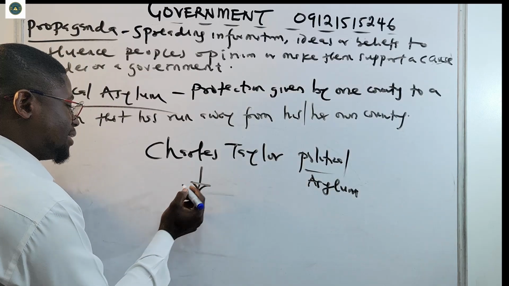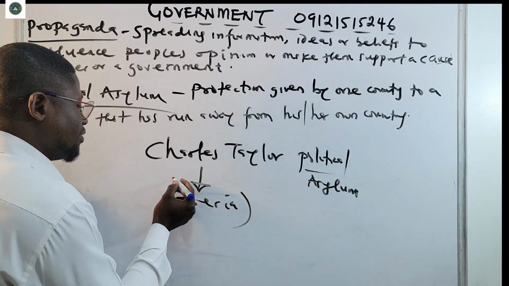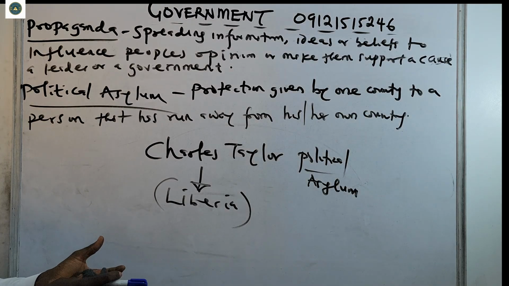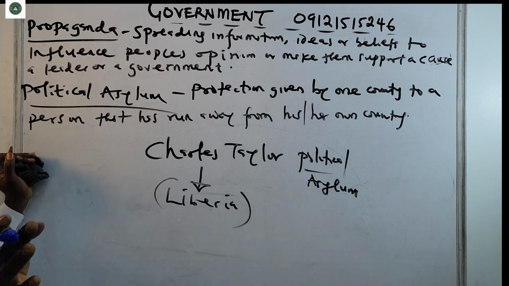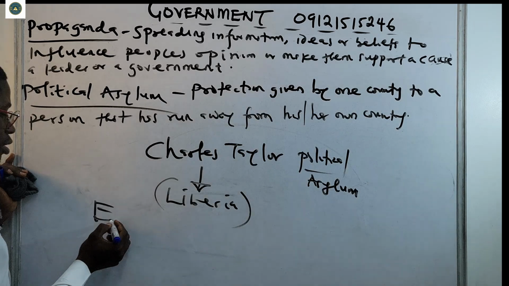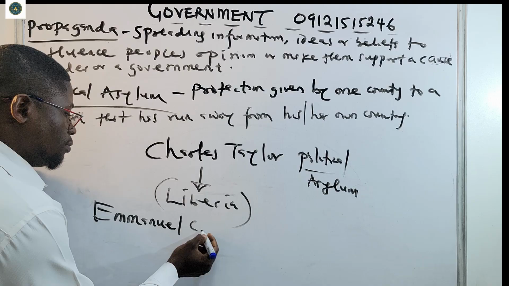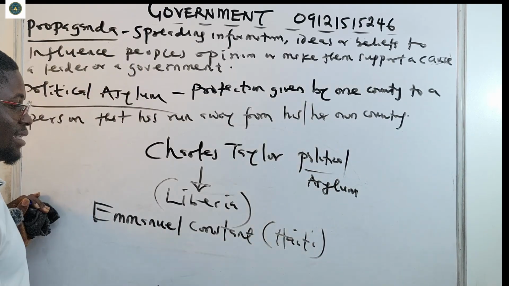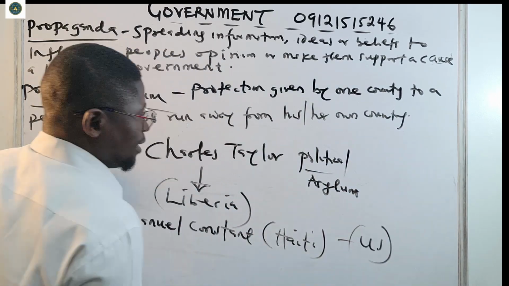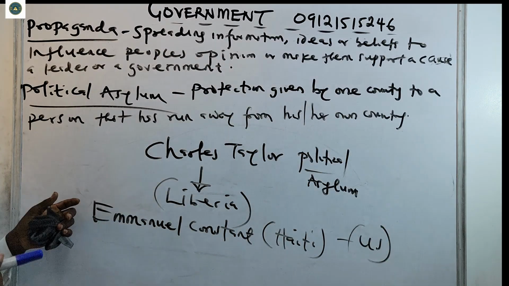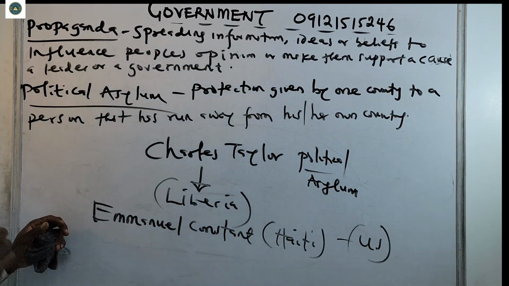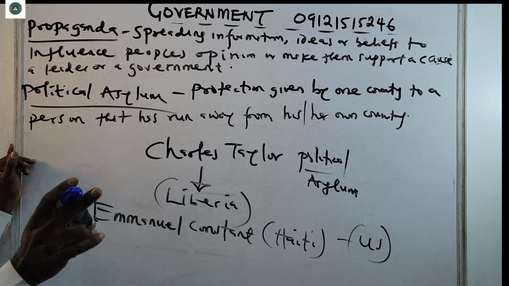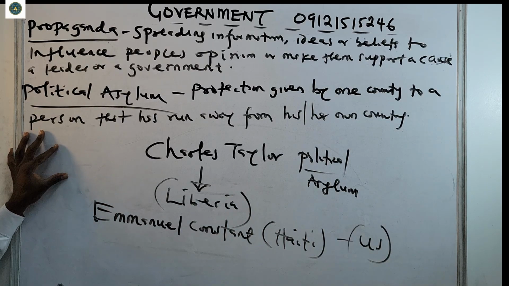Charles Taylor was the former president of Liberia. After his tenure, he had to run away from Liberia to Nigeria, and he was granted political asylum. We also have another person called Emmanuel Constant, from Haiti, who ran away from Haiti to the United States for asylum, and he was given asylum for some time. So that is political asylum: a person runs away from his own country to another country to seek refuge.